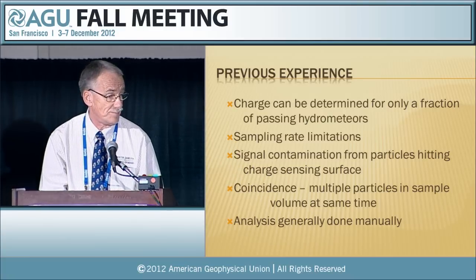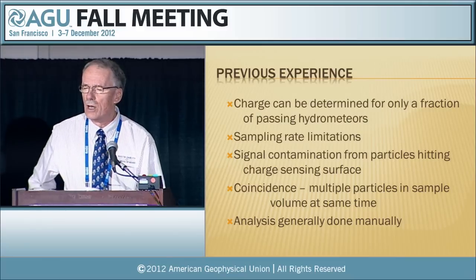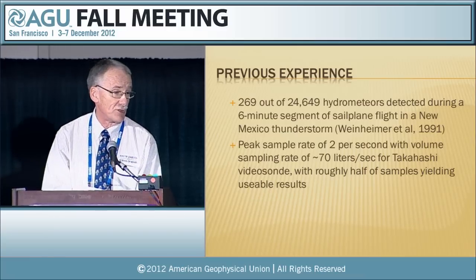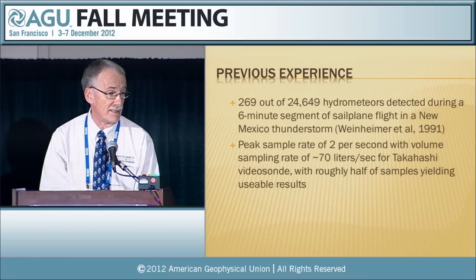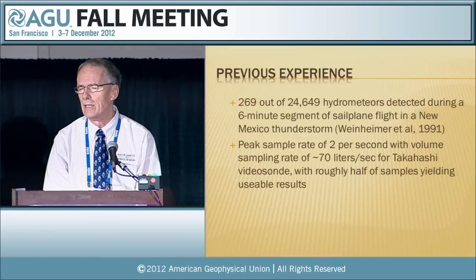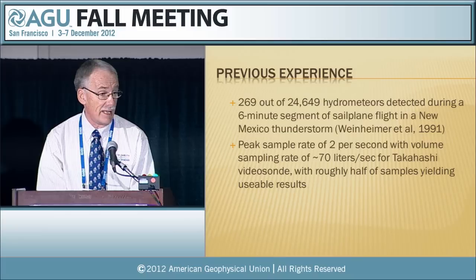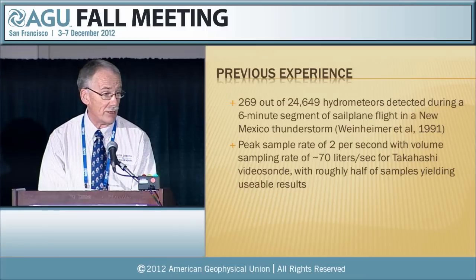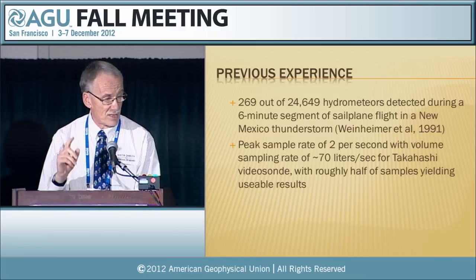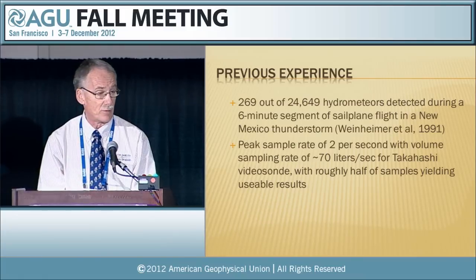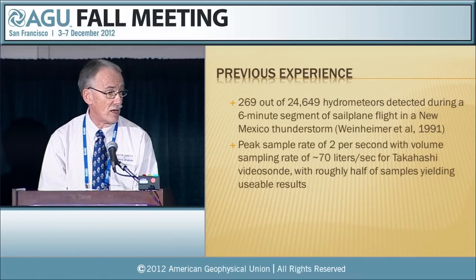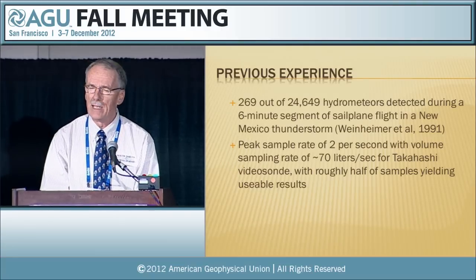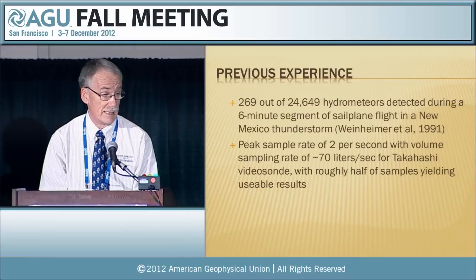And generally, although people hope to automate the analysis, they've had to do things manually. If you look back historically, the one instrument that was on the NCAR NOAA sailplane made a quite dramatic flight up to a thunderstorm in New Mexico. Andy Weinheimer reduced the data. They detected almost 25,000 hydrometeors during a 6-minute segment of flight in the upper part of the updraft region, but could only retrieve the charge for 269 out of all of those images. And I think Andy probably had an assistant that did most of that work.